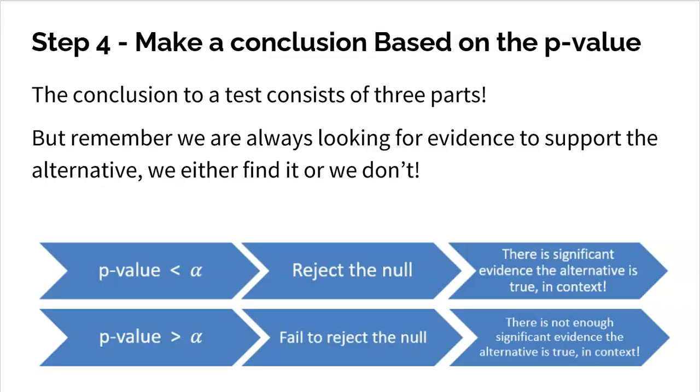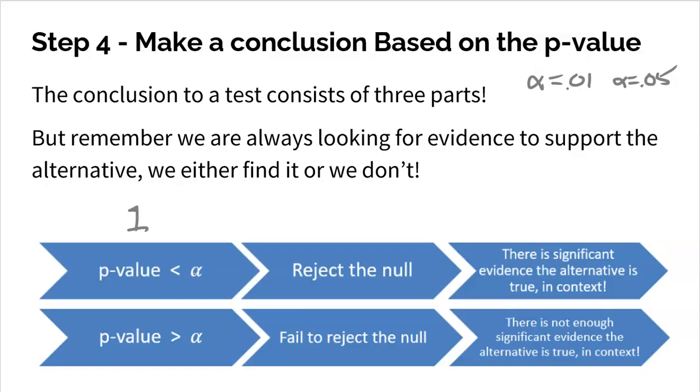A conclusion has three distinct parts to it, so make sure you get all of them correct. Remember, we're always looking for evidence to support the alternative. We either find it or we don't, but it's always about the alternative. It's never about the null. Step 1 is identifying your p-value based on alpha. Alpha is your significance level. The most common values are 1% or 5%. Some problems will tell you what alpha to use. If they don't, you can use whichever one you want. I'd recommend 1 or 5%.